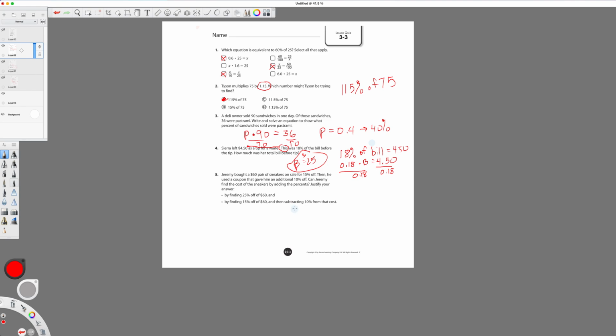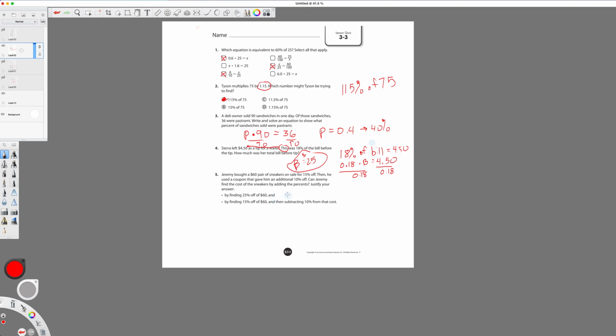Number 5, a lot of people had trouble with this problem. It's probably not the most realistic problem in the world, but you just have to be careful with things. It says, can Jeremy just find the cost of the sneakers by adding? So it's wanting you to determine is, if I do 25% off of 60, is that the same as doing 15% off of 60 and then taking 10% off from that cost? And we'll find out that it does not work to do that.